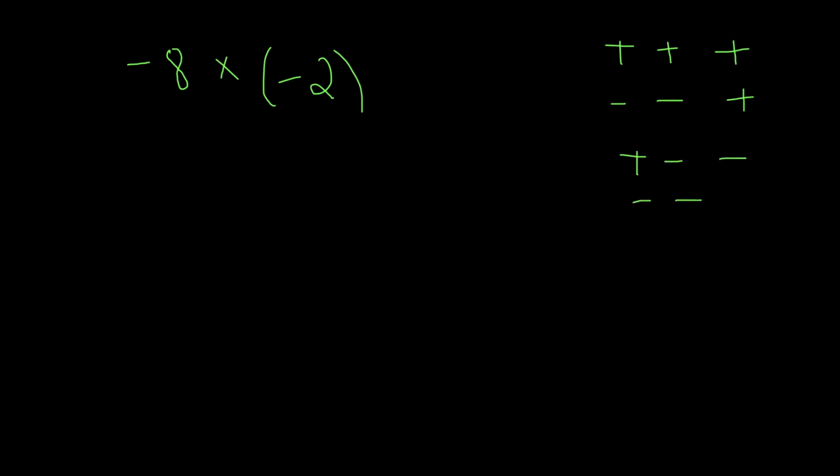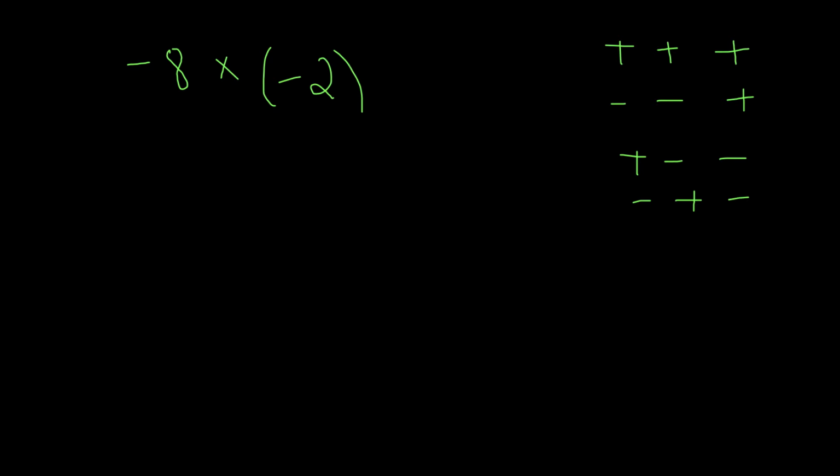Is minus 8 into minus 2. So in this question, children, this is the multiplication of integers, and in multiplication of integers, if we multiply two integers with positive sign, the end result will also have the positive sign. If both of them are having the negative sign, then the end result will again be positive. If any one of them is positive or negative, the end result will always be negative.